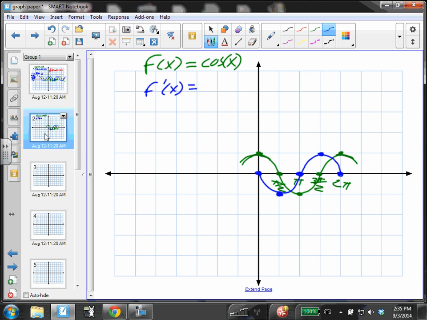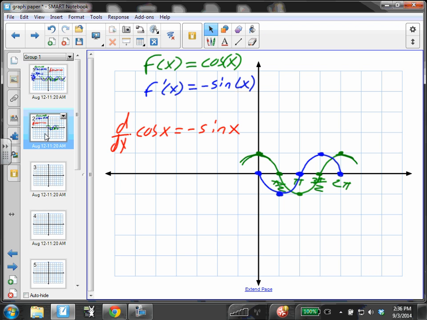So how does that happen? It's negative sine, right? Changes the direction that it moves in. So the big takeaway here is simply that the derivative of cosine is negative sine. Okay. The derivative of cosine is negative sine.